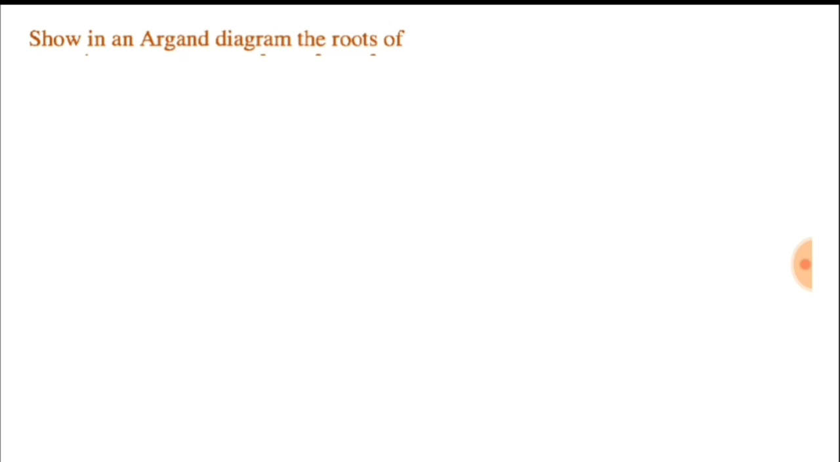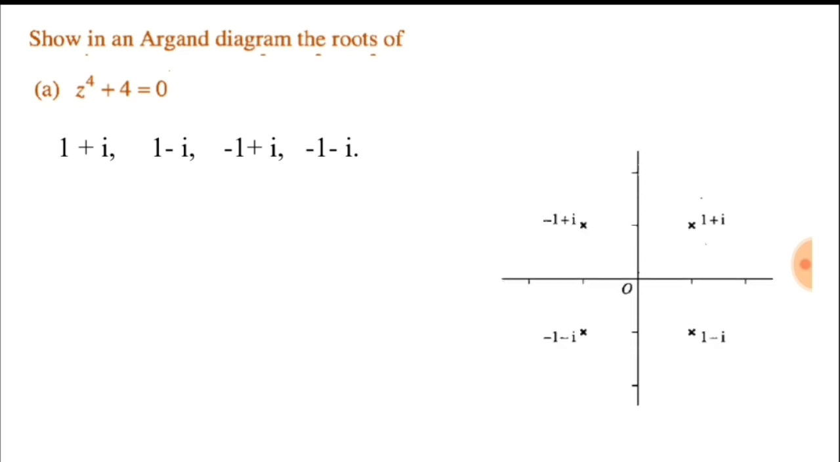Show in an Argand diagram the roots of z power 4 plus 4 equal to 0. We know that the roots of the equation z power 4 plus 4 equal to 0 are 1 plus i, 1 minus i, minus 1 plus i, and minus 1 minus i. Each of these points can be represented in an Argand diagram as shown in the figure, taking real numbers on the x-axis and imaginary numbers on the y-axis.